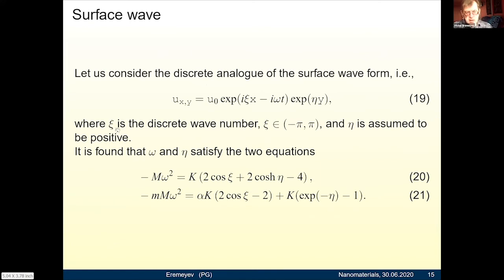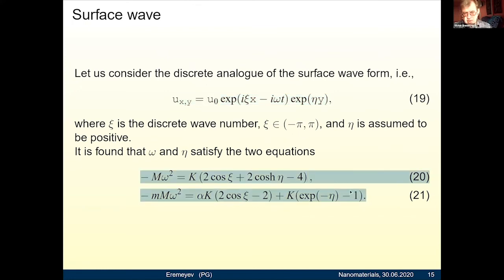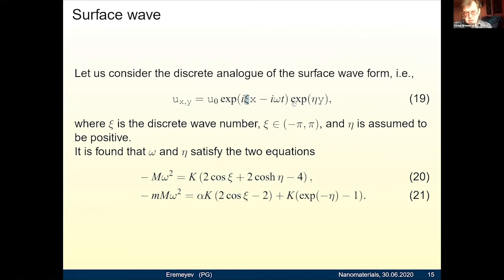Then we can consider the discrete analog of the surface wave considered previously, and this discrete function looks like that. It's completely different. Technically, we obtain the dispersion relations given by two equations. It's some kind of implicit form for the dispersion relations. Here we have psi and we have omega as usual, and this eta is just a parameter in this case. Formally we can exclude it, but it brings very awkward formulas.